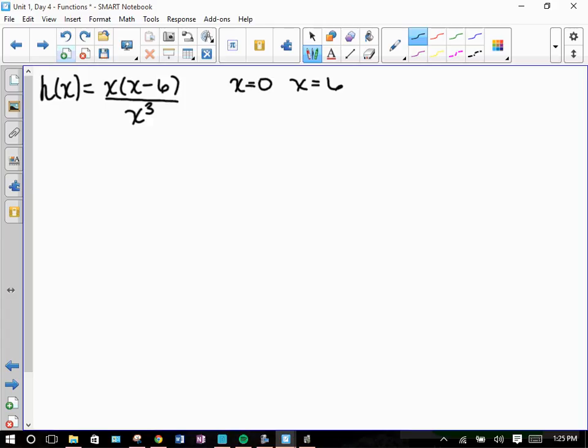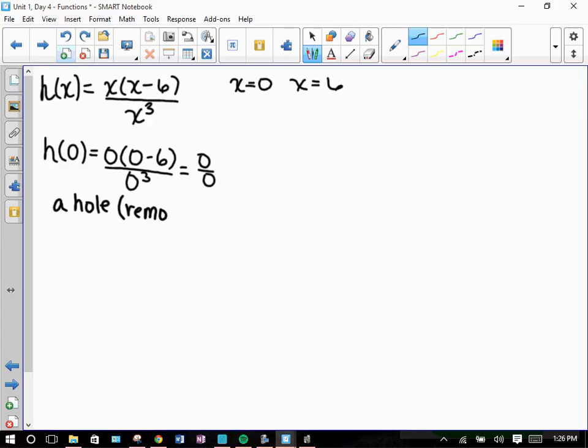So h of 0 is equal to 0 times 0 minus 6, divided by 0 cubed, which is equal to 0 divided by 0. So x equals 0 is a what? A hole. It is a removable discontinuity. It is discontinuous.